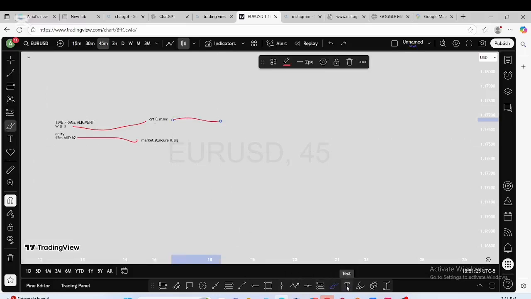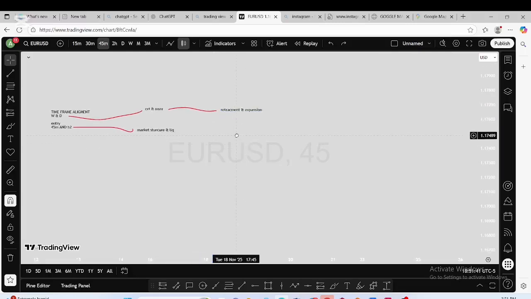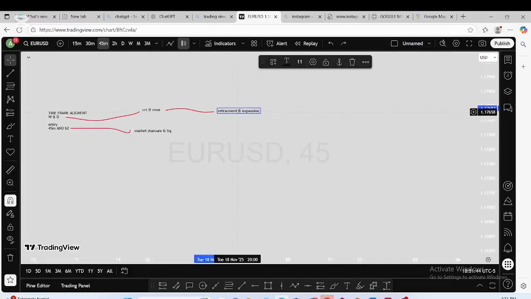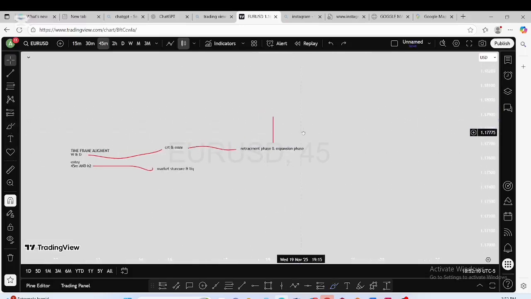So starting from it now, on this weekly, which is CRT and MSNR, there's something I call retracements and expansion. There's something I call retracement move and expansion move. What is this? Okay, retracement phase, let me call it phase, and you also have expansion phase.